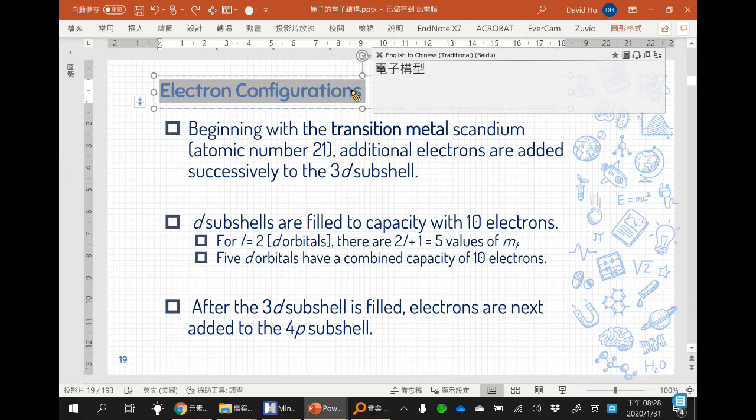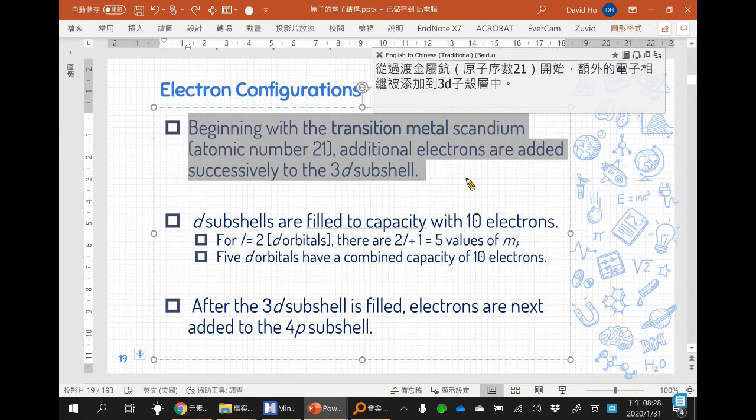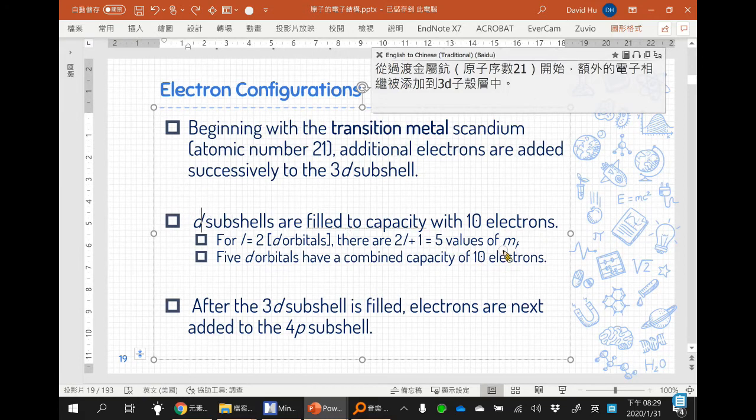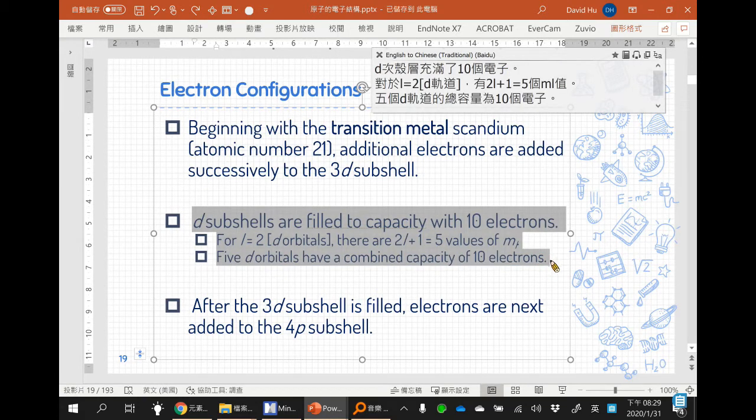Electron configuration. 电子组态。Beginning with the transition metal scandium, atomic number 21, additional electrons are added successively to the 3d subshell. 从过渡元素钪，原子序21开始，额外的电子会被加到 3d 的次壳层当中。These subshells are filled to capacity with 10 electrons.